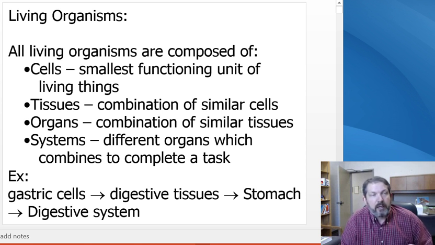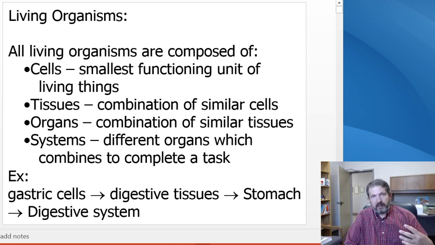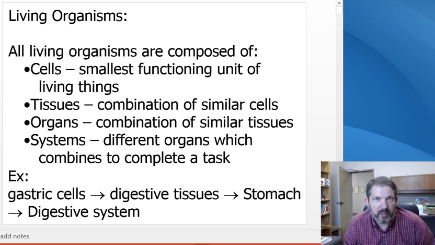Cells are tiny, and all living things are composed of cells. And so even though I'm big, I'm composed of very tiny cells, trillions of them. And my cells are actually pretty large compared to a bacterial cell. You could pack 1,000 bacterial cells onto one of my cells or in one of my cells without too much trouble.